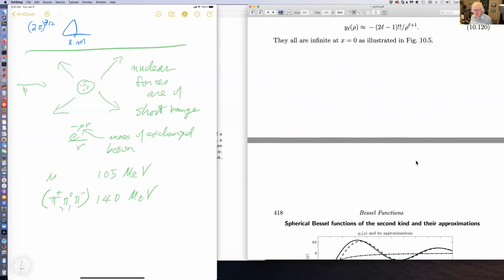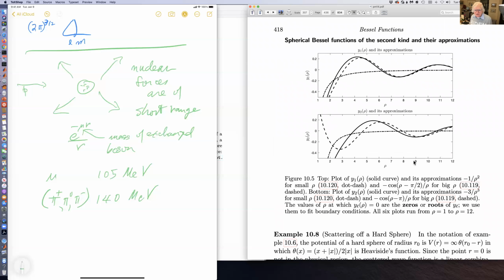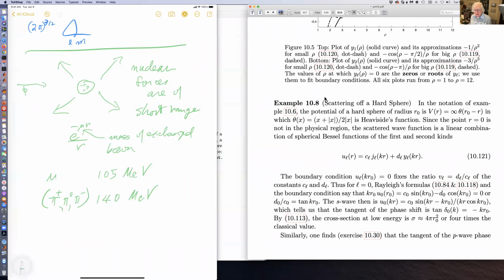These are all infinite at L equals 0. Here's J1, here's J2. They become basically sine or cosine functions. Anyway, trig functions at large argument, and 1 over rho to some power at small arguments.